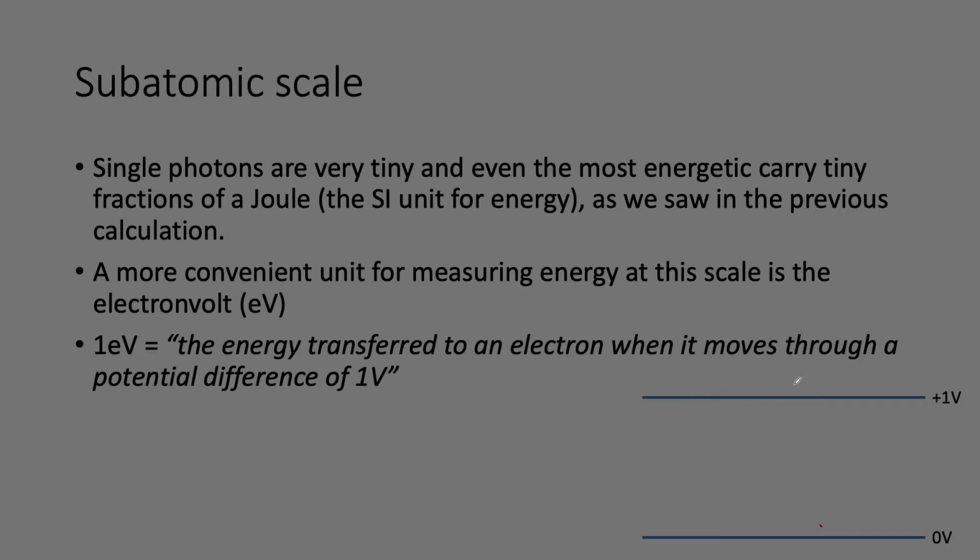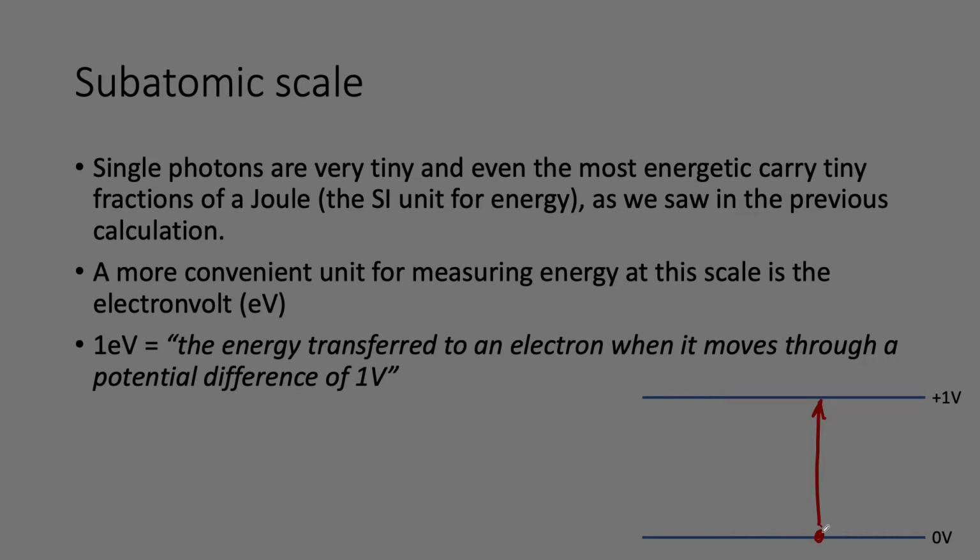So imagine these two blue lines represent two metal plates, and the metal plates have a potential difference of 1 volt. So this is 0 and this is plus 1 volt potential difference. Because this electron has a negative charge, it will be attracted to this plate. So the energy transferred, the work done, if you like, in lifting this electron from here to here, that's the force times the distance.